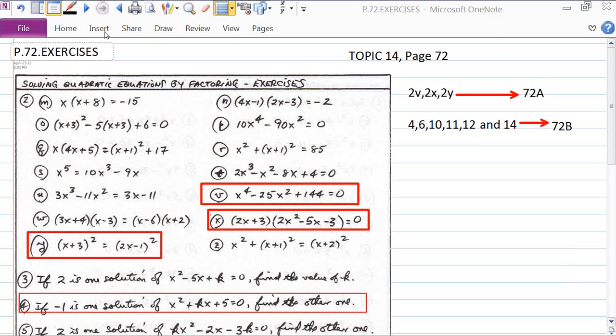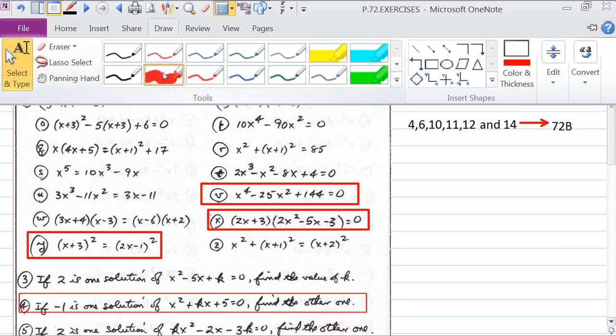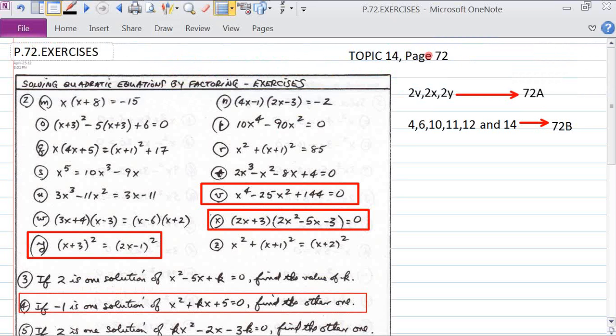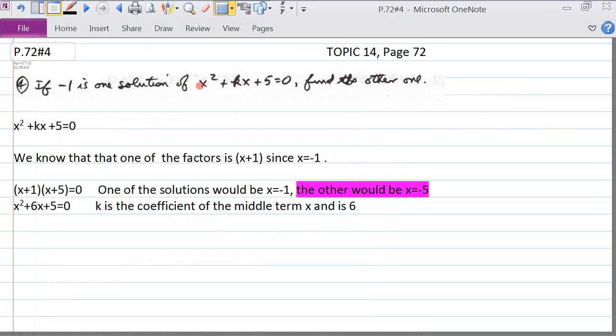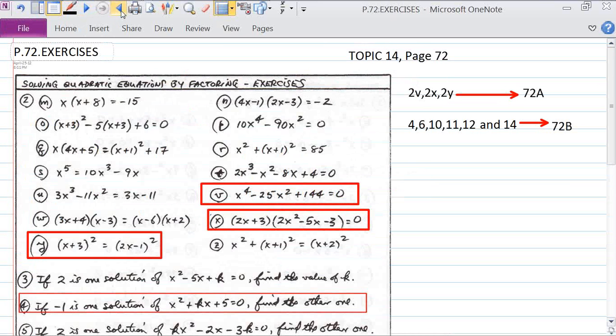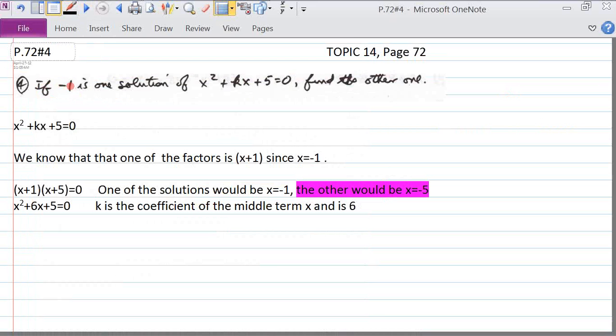So now we're going to look at the other part of page 72. We're going to look at problems 4, 6, 10, 11, 12, and 14. So let's get started. Okay, and let me just go back here. Yeah. So we'll start with problem number 4.